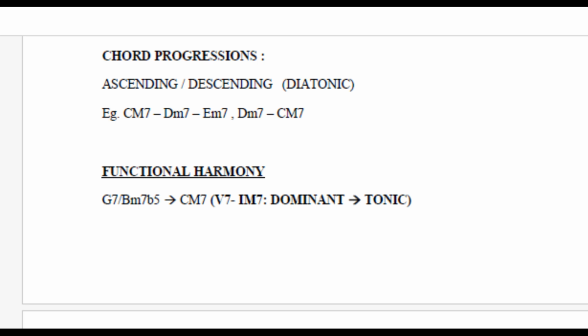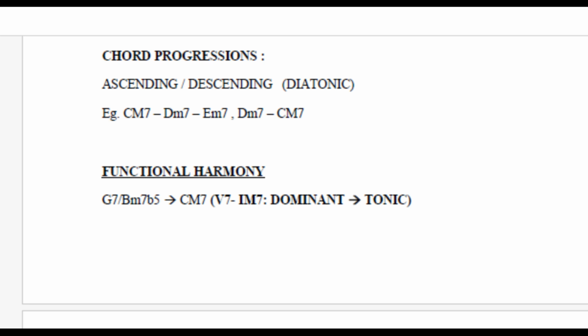So the first example of this is a G7 chord, which is a dominant chord resolving to the C major 7, which is known as a tonic chord. This is known as a perfect cadence in classical music, the 5 chord resolving to the 1 chord, and it gives a very satisfying kind of resolution effect. So this is the first example, the 5 to 1.